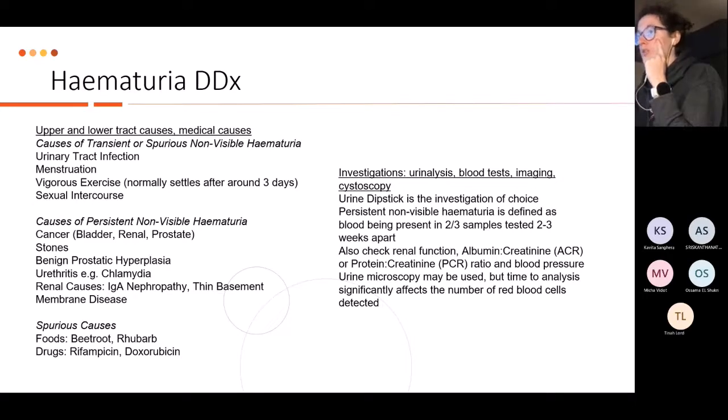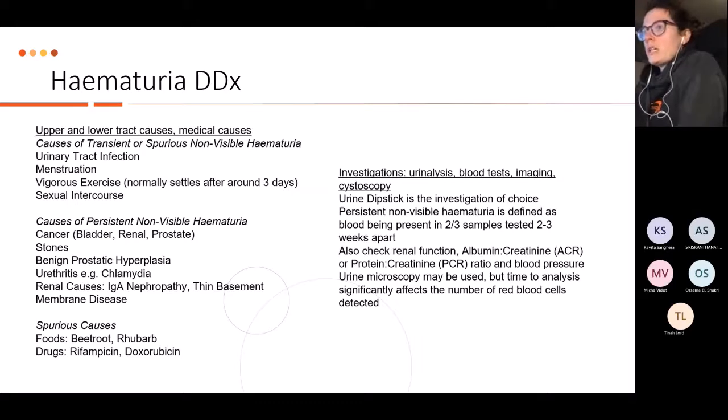These include some UTIs, menstruation. Often, when I worked in A&E, you'd do a urine dip on someone on their period, and it would always come back with blood, which made it hard to interpret if you were thinking about renal stones, things like that. Vigorous exercise: if someone's run a marathon or an ultra marathon, they might have some microscopic haematuria just from trauma. And sexual intercourse as well.